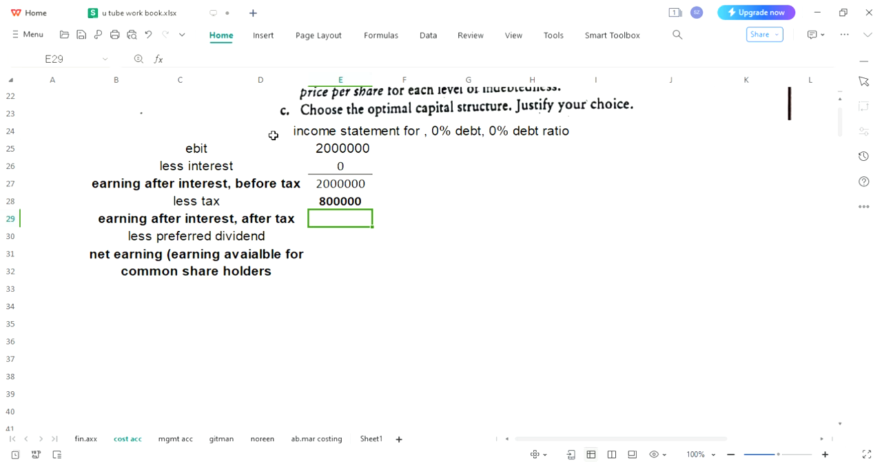Now we can calculate our required income after tax, for which you will have to subtract tax from previous income. 2 million was previous income and your tax was 8 lakh. So you have got your earning after interest and after tax.